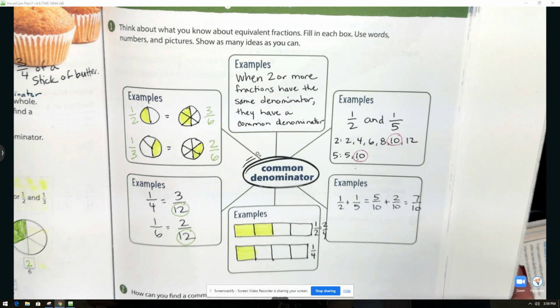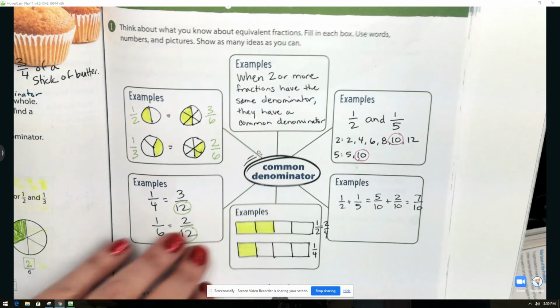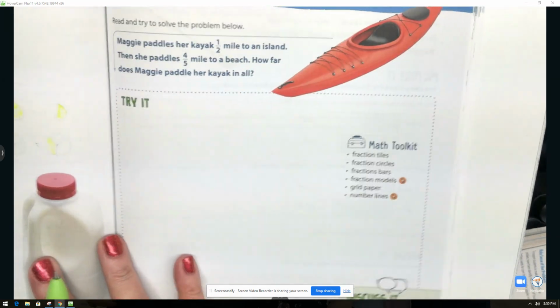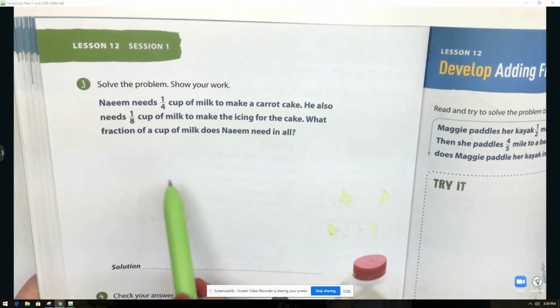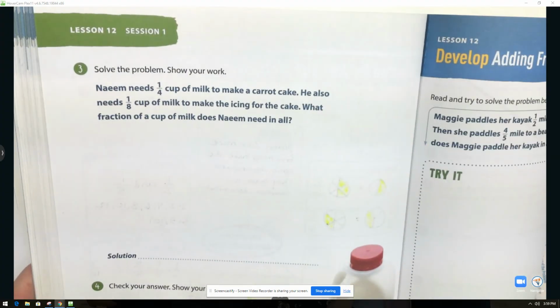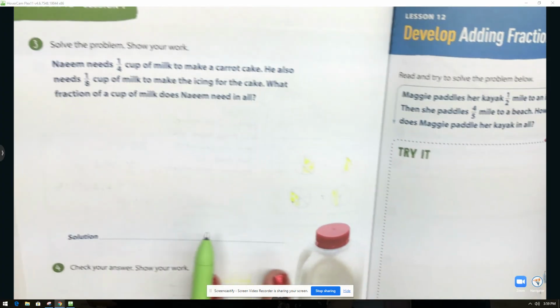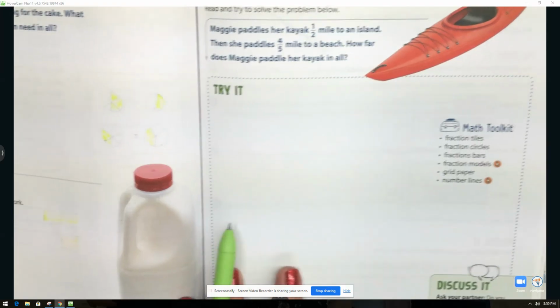So now you're going to go ahead and finish page 229 on your own. Then you're going to go ahead and do page 230, numbers 3 and 4. After you finish, then you can ask your teacher what to do next.